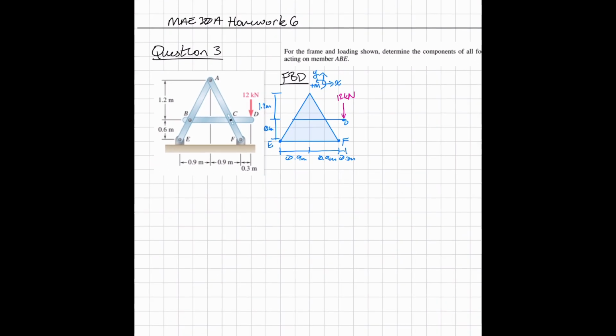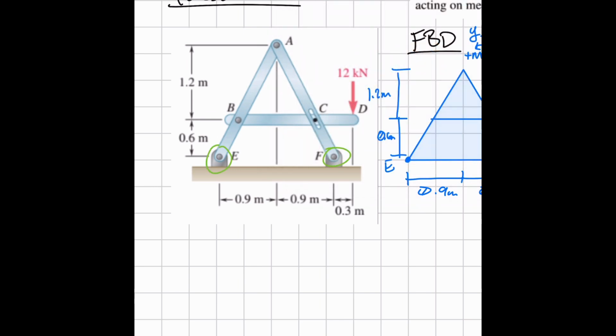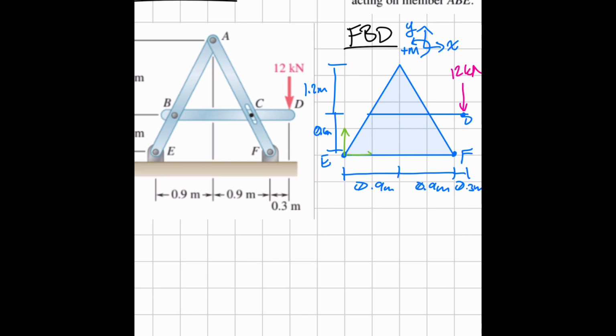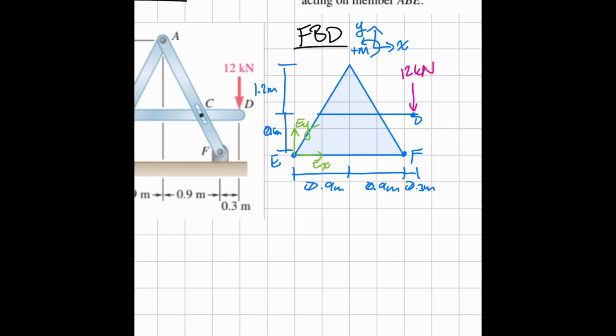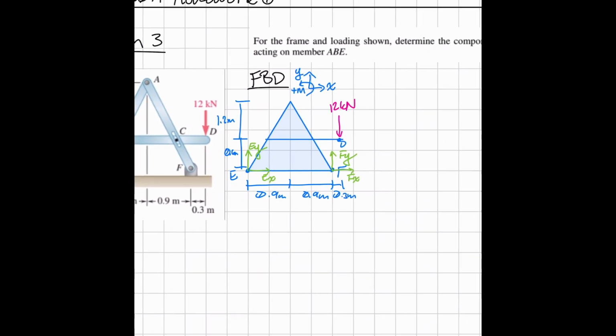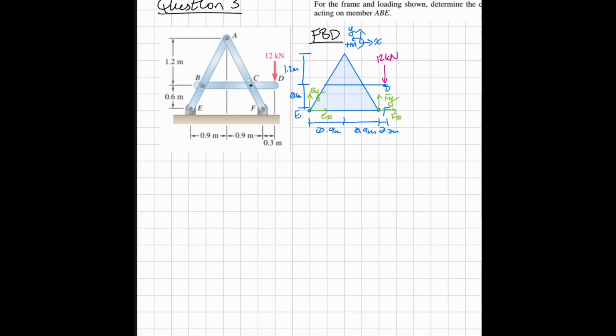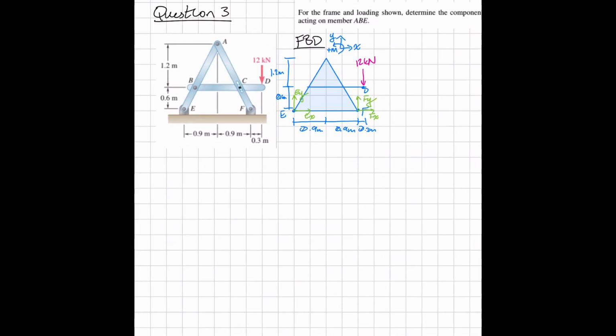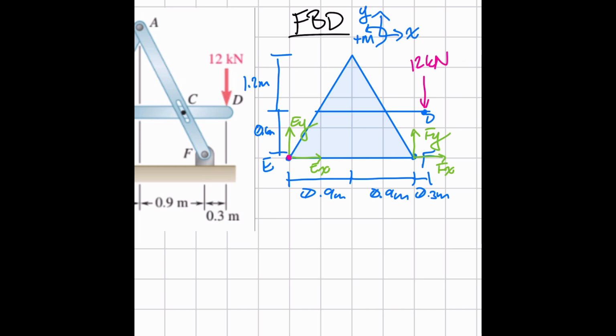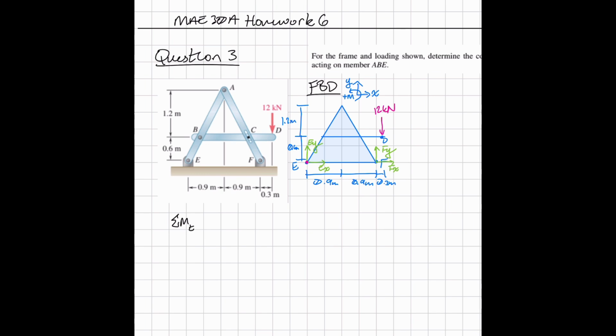Okay? If we look at the picture, we see that E is a pin and F is also a pin support. So they will both have X and Y components. So we'll draw it out like this. And then we can use moment equations to find some of these forces immediately just from this free body diagram. So if we take the moment about point E, right here, we can then find actually just Fy. Because this cancels out, this cancels out, this cancels out, and then the 12 kilonewtons and the Fy are the only things that we have to worry about. And the reason we're doing this is because we need Fy to be able to solve for Ey with the force equation.